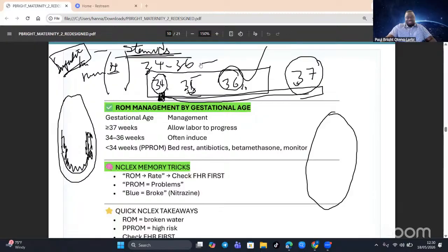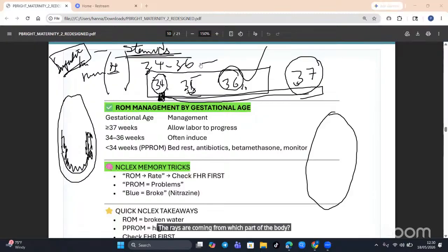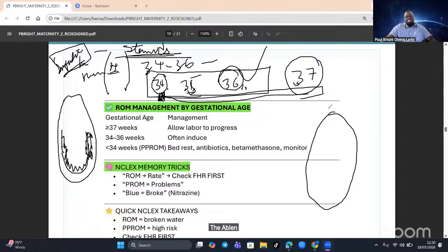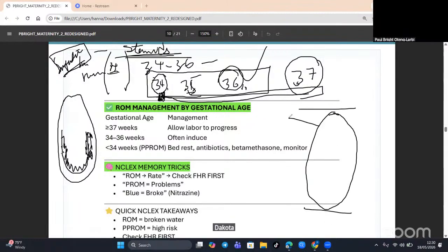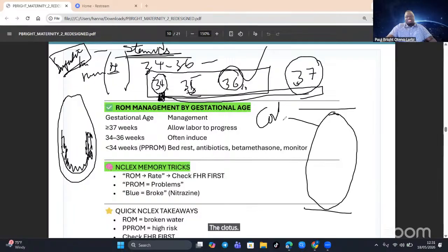Steroids are coming from which part of the adrenal gland? The cortex. This baby is 34 weeks. Is this adrenal gland mature enough to give enough steroids to the lungs? No.